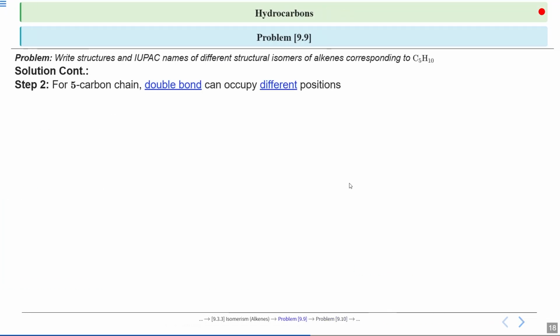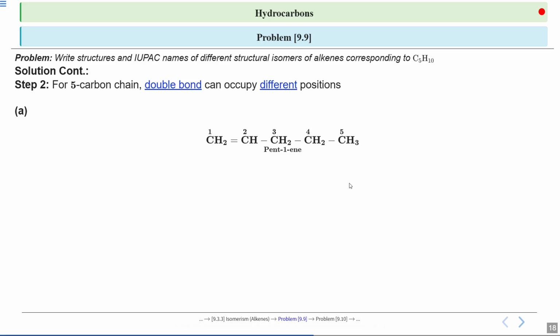Now we see the second step in solving the problem. For a 5 carbon chain, the double bond can be placed in different positions. This is important because the position of the double bond affects the name and properties of alkenes. So if you are changing the position, the first structural isomer revealed is pent-1-ene. So this is the starting one.